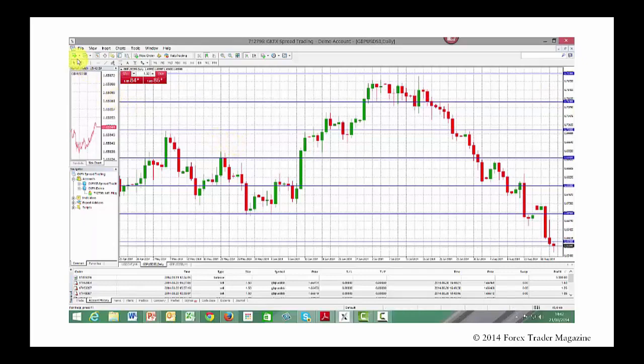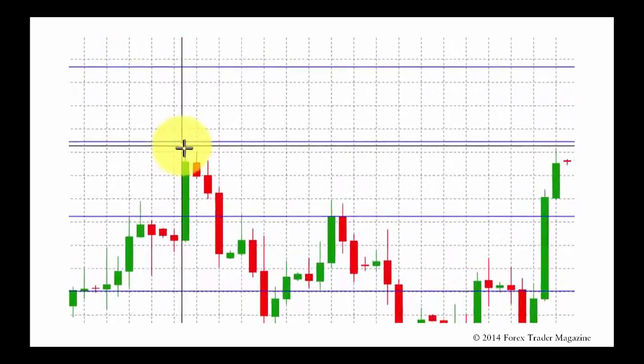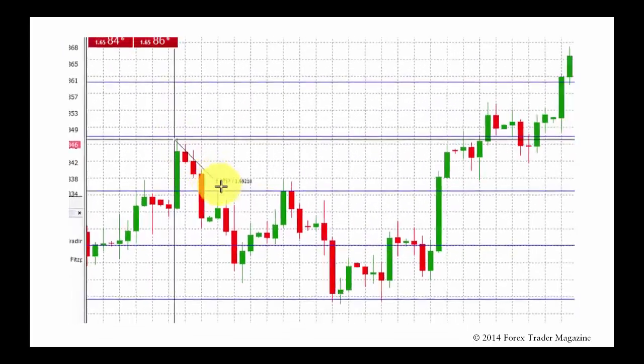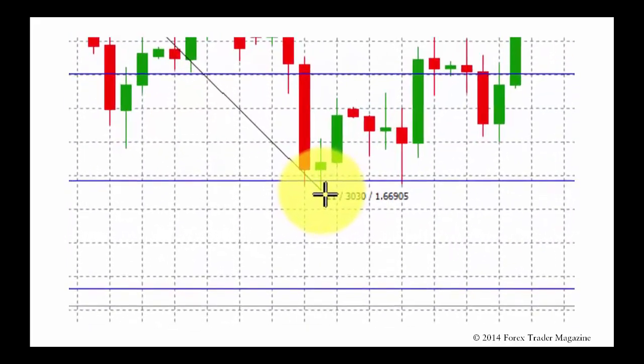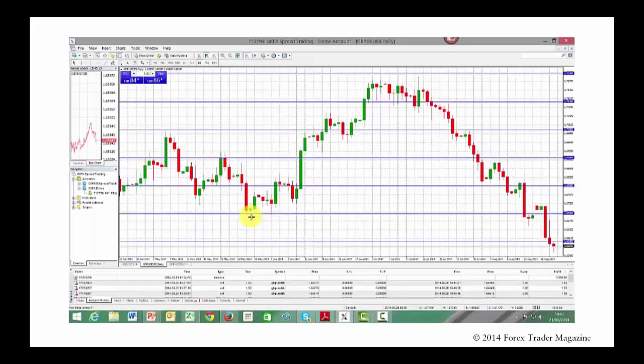If I do that again, pick up the crosshair, pull it to a particular point, for example here, and left hand click and pull it down to another point. So I've now got not only a measure of the number of candlesticks involved, which is 21, but I can also see that it's moved by 30.3 pips, and that we've ended up at the point which is 1.66905. So that's quite a handy little tool to use.